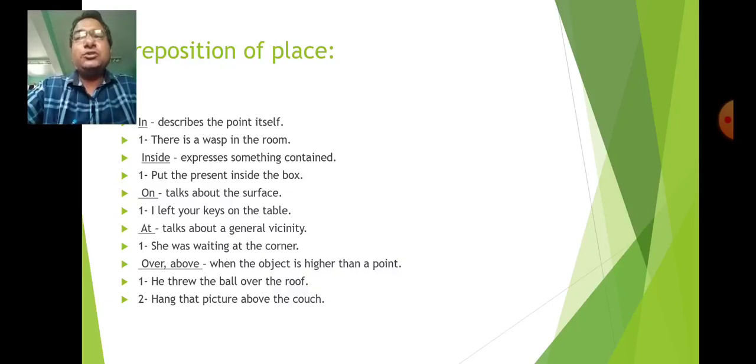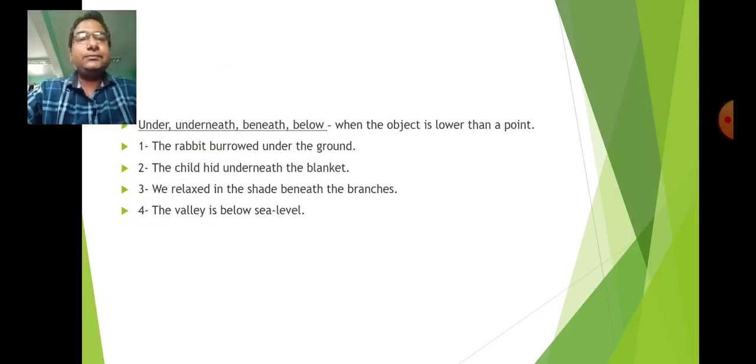Whenever we use on, it means the thing must be in touch with the surface. For what purpose are we going to use it? But for over and above, the object is higher than a point. For example, he threw the ball over the roof, hang the picture over the couch. If you are using on, over, above, you must be careful. Otherwise, there is a maximum possibility of an error occurring in your sentence.